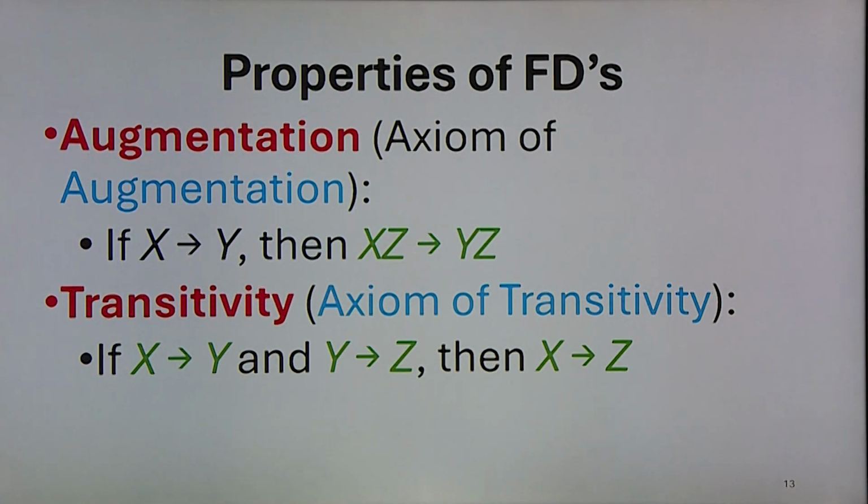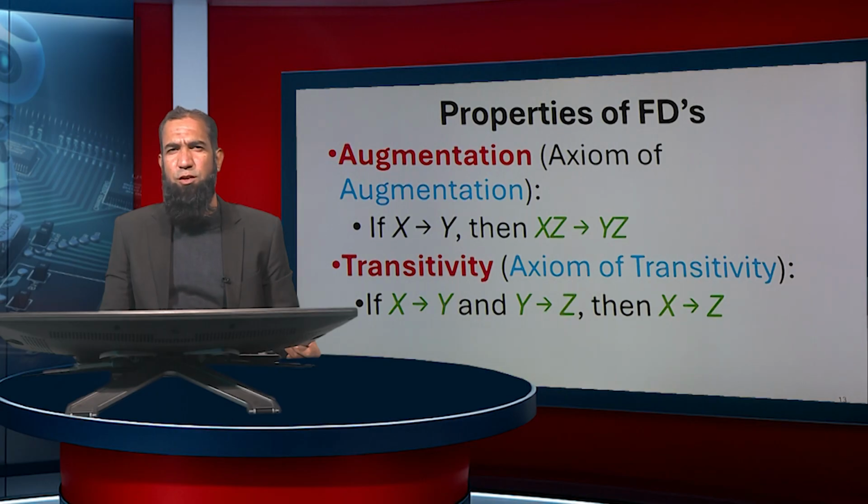Let's look at an example. Suppose we know that roll number determines name in a student table. If we now add another attribute, say course, to both sides, we get roll number and course determine name and course, and that's still valid. This property allows us to extend dependencies by including additional attributes without breaking the relationship.